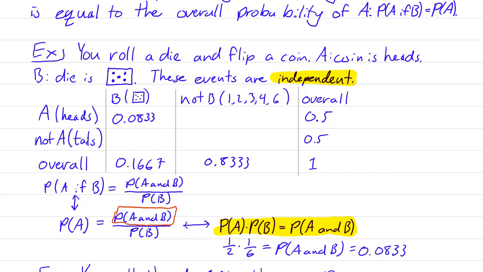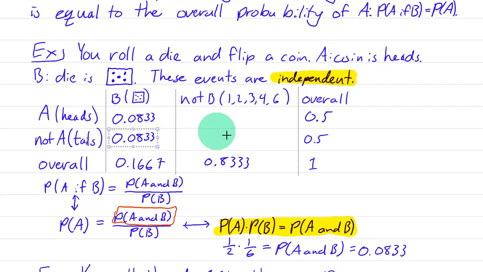Okay, so likewise, you could do the same thing to find the probability of getting tails and getting a 5. That's also going to be this probability, the 0.5 times the probability of B. So that's going to be the same thing. It's still going to be 0.08333.